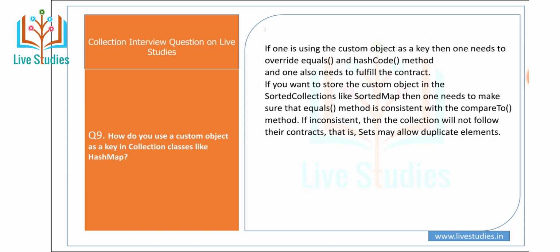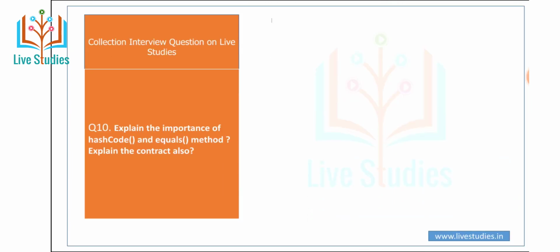Another question is how do you use a custom object as a key in collection classes like HashMap? If one is using a custom object as a key, one needs to override the equals method and hashCode method and also needs to fulfill the contract. If you want to store the custom object in a sorted collection like SortedMap, then one needs to make sure that the equals method is consistent with the compareTo method. If not consistent, then the collection will not follow its contract, that is, a set may allow duplicate elements. Move to the next question.